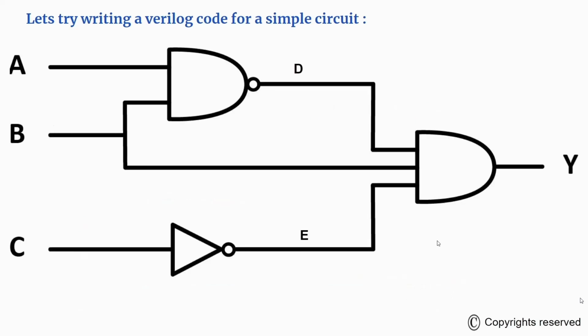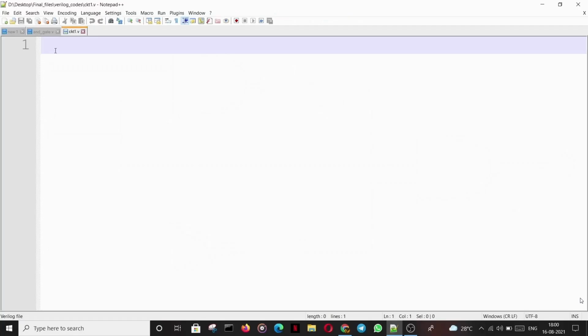Now let's try to write a code for this circuit. In this, you can identify that A, B and C are the inputs and Y is the output. So in the port list, we will only have A, B, C and Y. We need not include the intermediate wires in our port list. To begin with module, let's call it circuit1 and start the port list. A, B, C are inputs, Y is the output.